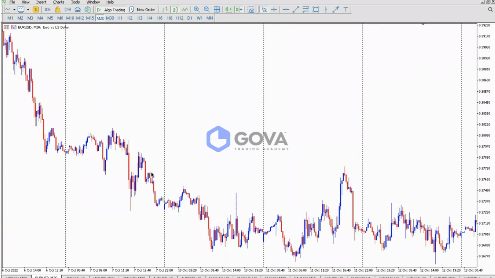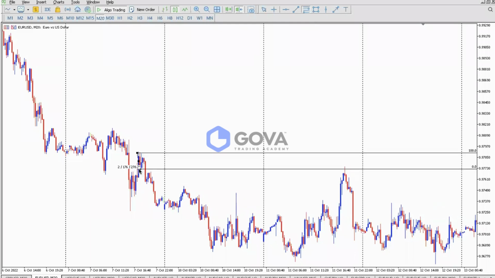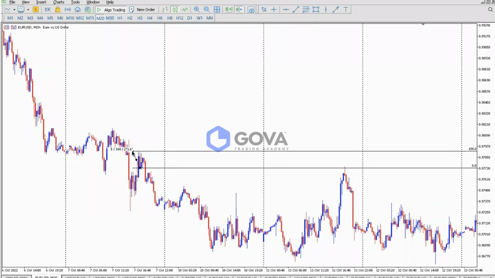You can see this is another rally based drop formation. On this rally based drop formation, the distal line is at the highest point of the base. The proximal line is at the opening of the bullish basing candle. So if I use my Fibonacci here to mark it properly, it should be exactly like this. You can see how price came back to the zone here, and dropped down.